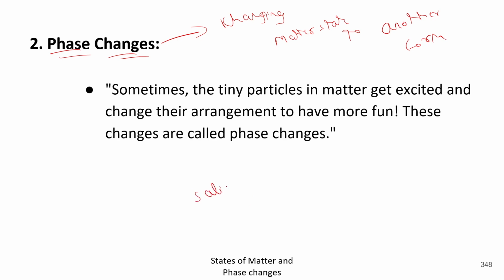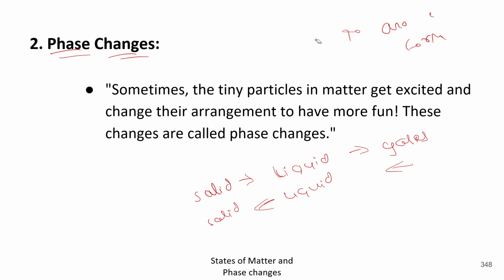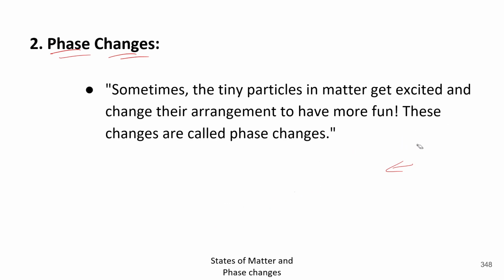For example, if we have a solid, then we change it into the liquid. And if we have the liquid, we change it into the gaseous form. Okay? Similarly, if we have a gas, then we change it into the liquid. And if we have a liquid, we change it into the solid. So this process is known as the phase changes. And how is it possible? Remember only one thing which will help you a lot in understanding this concept.